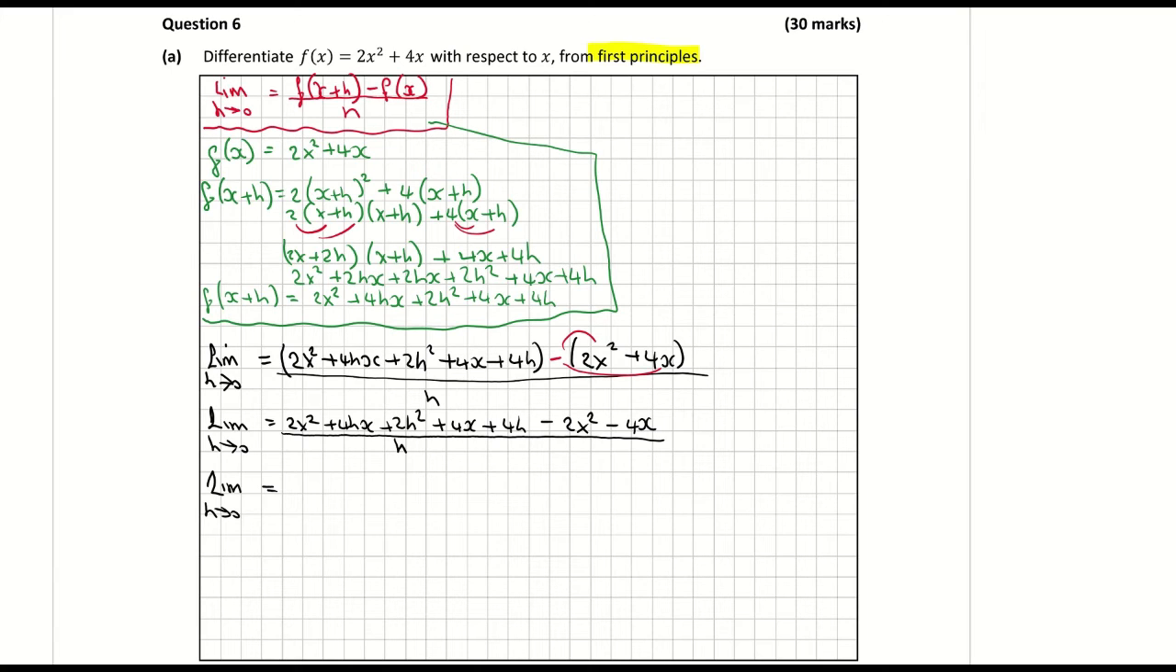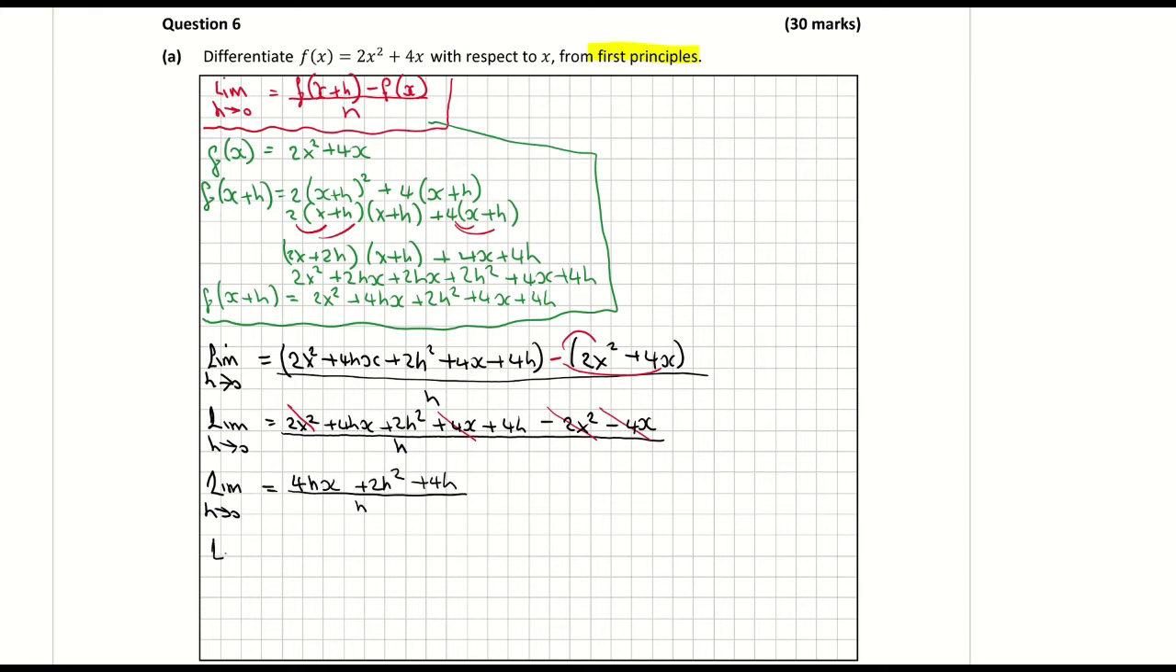Now, I'm hoping things will start cancelling on the top line of my fraction. You can see here, for instance, the 2x squared cancels with the minus 2x squared. Positive 4x cancels with negative 4x. So the top of my fraction is now going to look like 4hx plus 2h squared plus 4h, all divided by h.